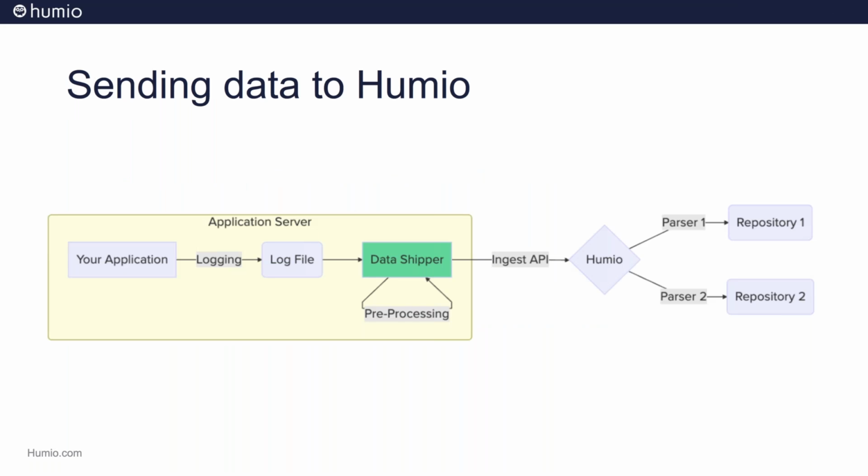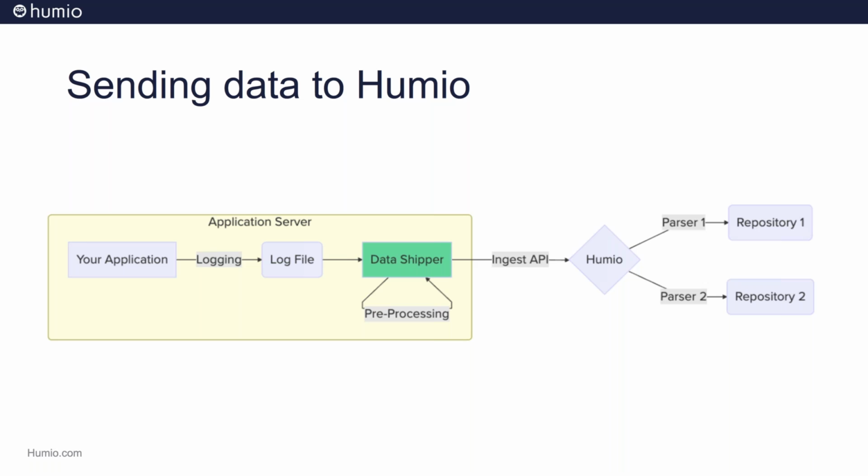So traditionally, this is the flow of data into Humio. Say you have an application server, you have your application, and it's typically writing to a log file, and then you're using a data shipper like Vector or Fluentd to collect those logs and send those to Humio. Humio has a few different interfaces, a few different APIs for ingesting data. We do have an Elasticsearch compatible API, so many of the tools that people may use, like Filebeat, work with Humio as well. And then once it gets to Humio, we parse the data.